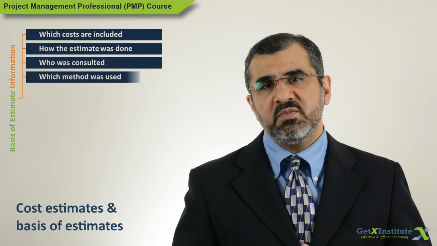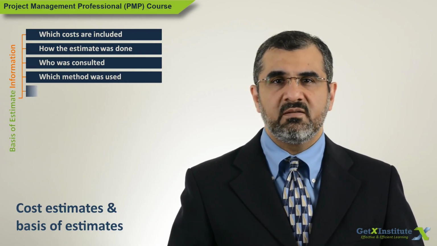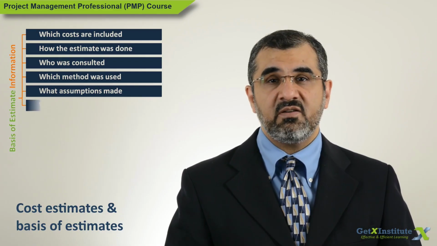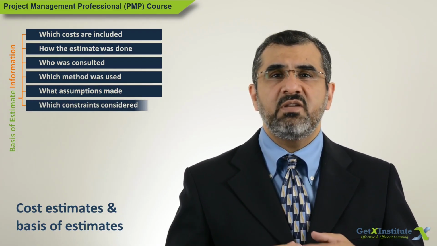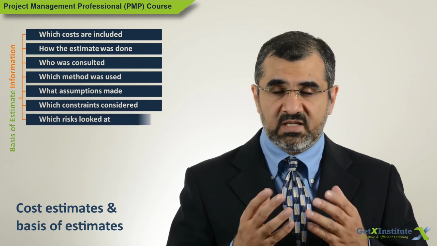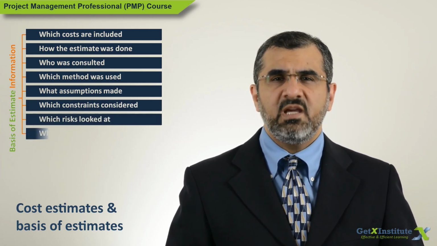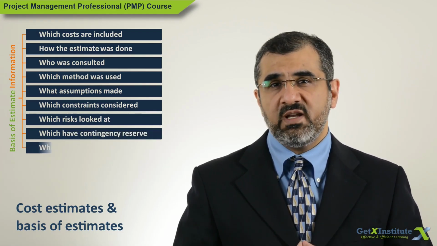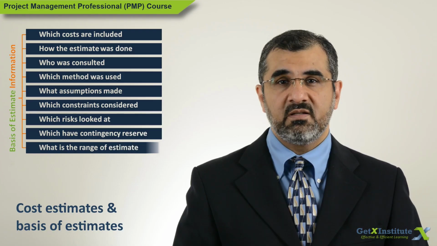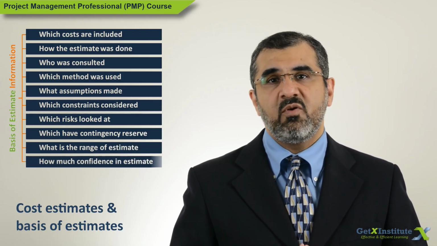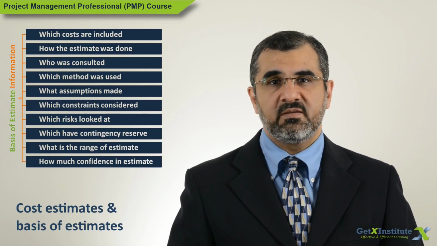Then, what assumptions were made while estimating? Were there any constraints that may have increased the expected cost? Which risks were considered and which ones the contingency reserve has been established for? It may even provide the range of estimate and how much confidence is there in the estimate. Generally, the more detailed the estimate, the more the confidence in that estimate.